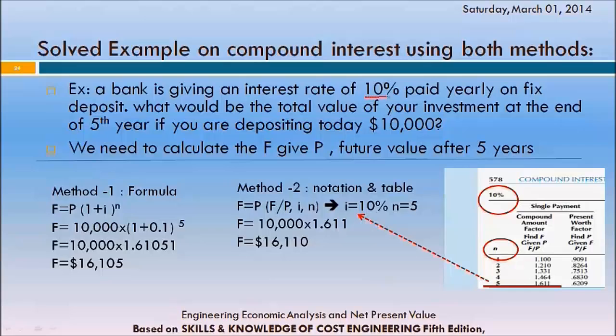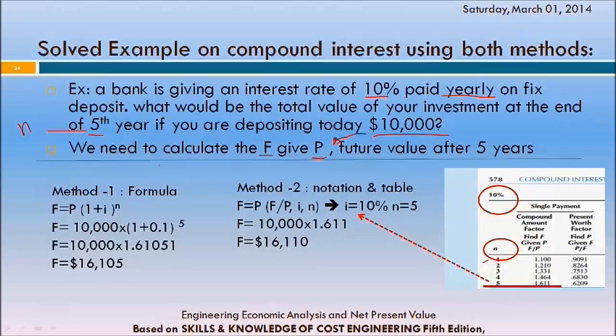So what we have in this example: we have the interest rate, and it's been told that they are paying yearly, so it's a single payment each year, and we have the total amount, and we have the number of years, or N, the number of periods. In this example it's years. So what do we need to calculate? We need to calculate F given P. We have the present value, $10,000, and we want to get the future value at the end of the 5th year.